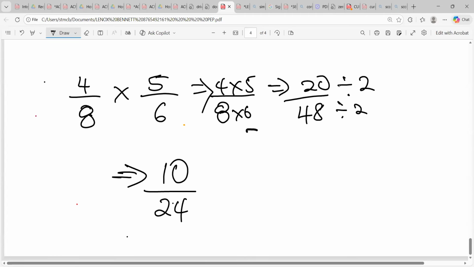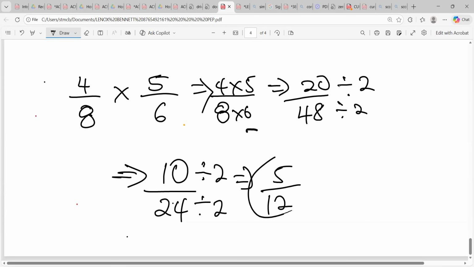You can still divide both numbers by 2, so I divide by 2 again. 10 divided by 2 goes 5 times, 24 divided by 2 goes 12 times. And the final answer is 5/12. Yeah, I agree.